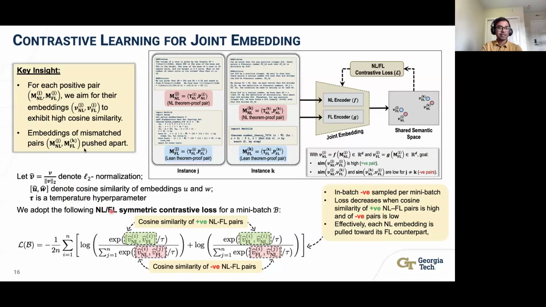During training, we use a symmetric contrastive loss over mini batches, with in-batch negatives, so we are sampling the negatives from within the batch. This loss decreases when the positive pairs are close enough and the negative pairs are far apart in the embedding space. Effectively, for each natural language embedding, we pull it close to the corresponding formal language embedding, and we also push away the other embeddings which are not relevant. This creates a shared semantic space that aligns theorem proof pairs across modalities.